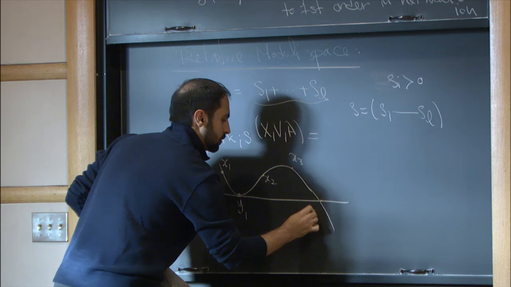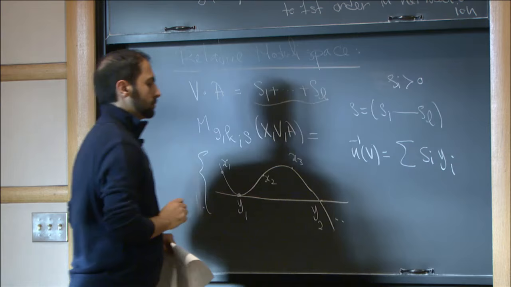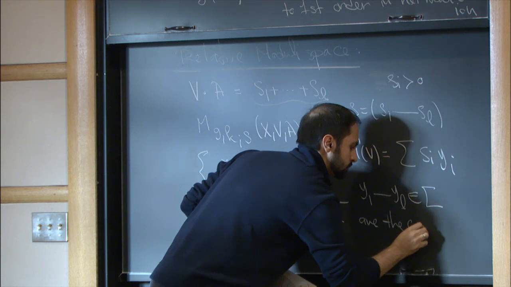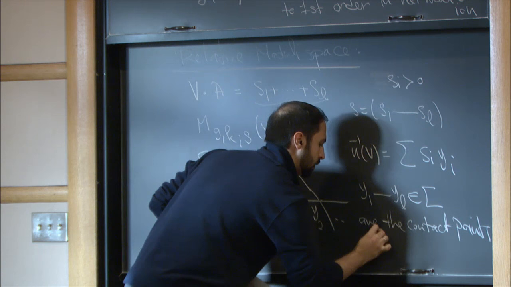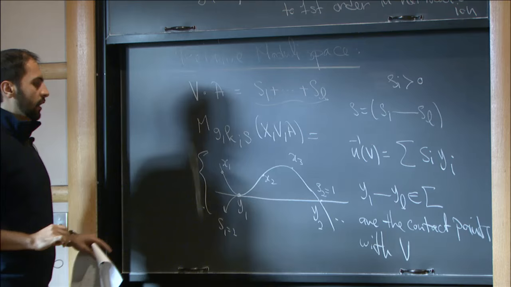What you want is that when you look at the intersection, u inverse of V is equal to the sum of s_i y_i, where y_1 to y_l are the contact points with V. So s_i describes the order of tangency. Here, for example, you have s_1 equal to 2 and s_2 equal to 1. And these mark points should be all distinct, like the y_i's and x_i's should be all distinct.